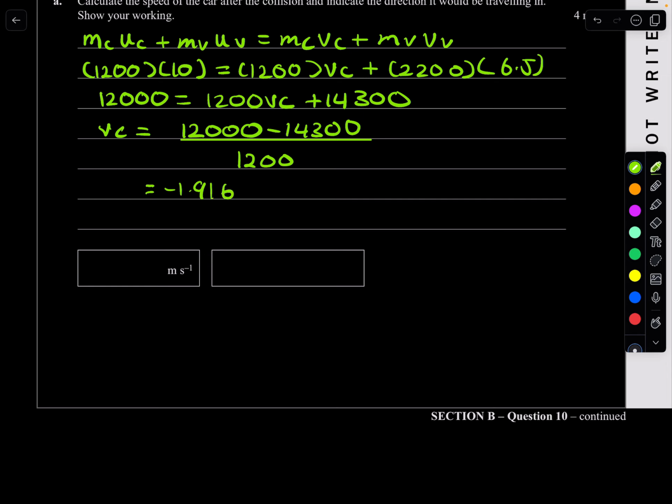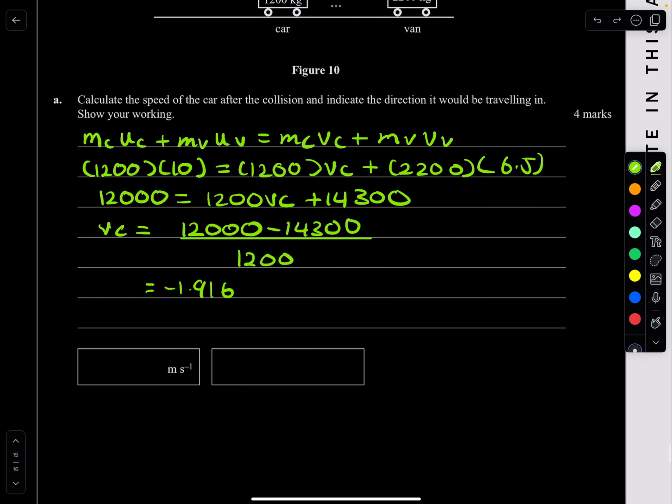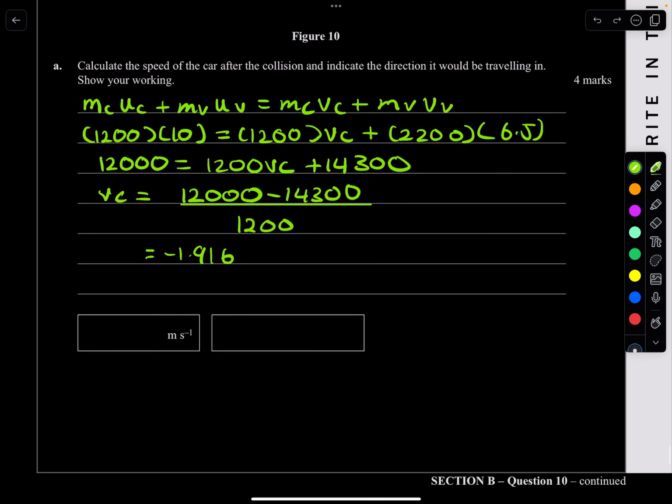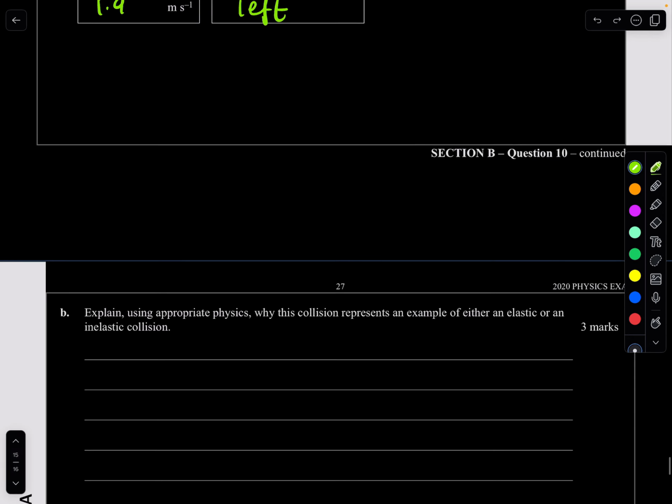1.916. Now, be careful: how are we getting negative? It's the direction. The negative tells you that this car, after the collision, is going to go to the left at this velocity. So our velocity to two significant figures is 1.9, and the direction is to the left because it has a negative.